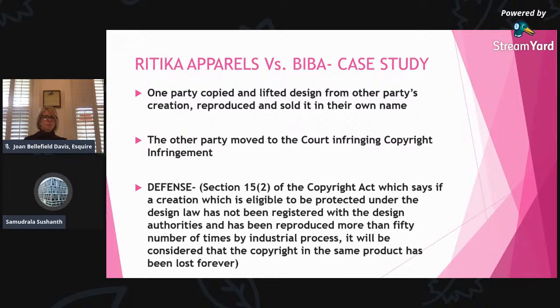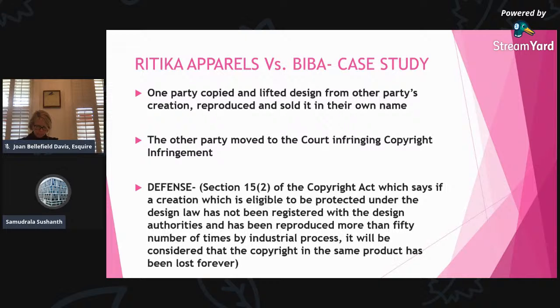Now, specifically, when you look at the Indian copyright law under Section 15, subsection 2, which says that a creation is eligible to be protected under design law, which has not been registered with any other design authorities, and has been reproduced for more than 50 times by an industrial process. So which means if I make 50 copies of my dress, or the kind of design that I do, then the copyright in that particular product, in the same product, has been completely lost forever.